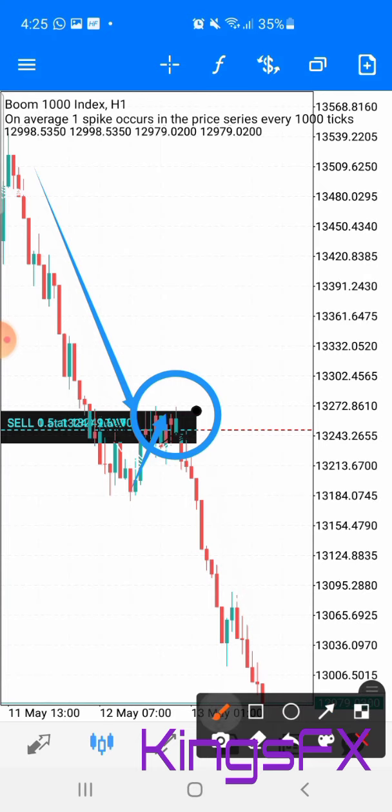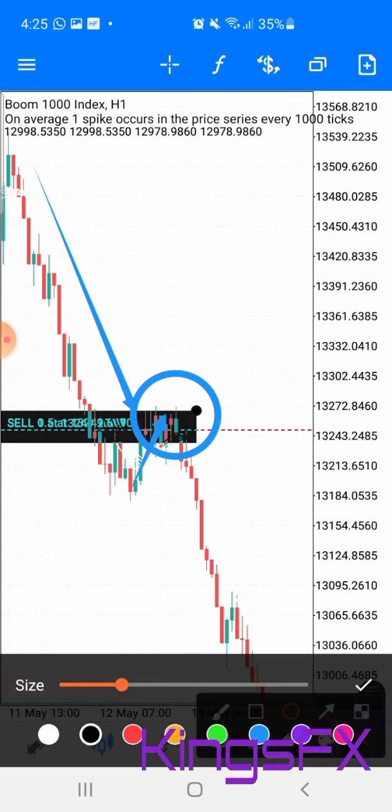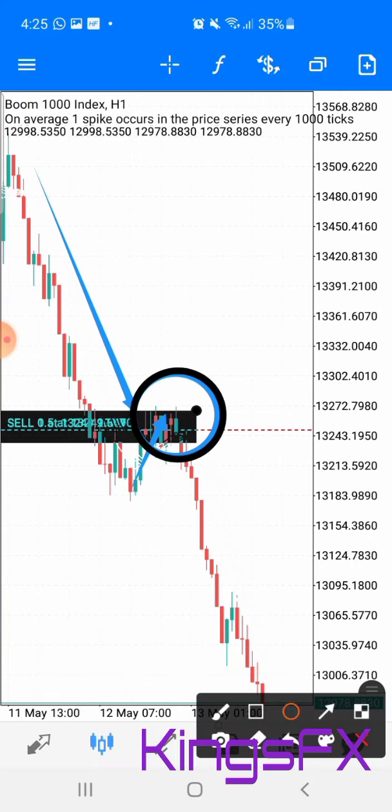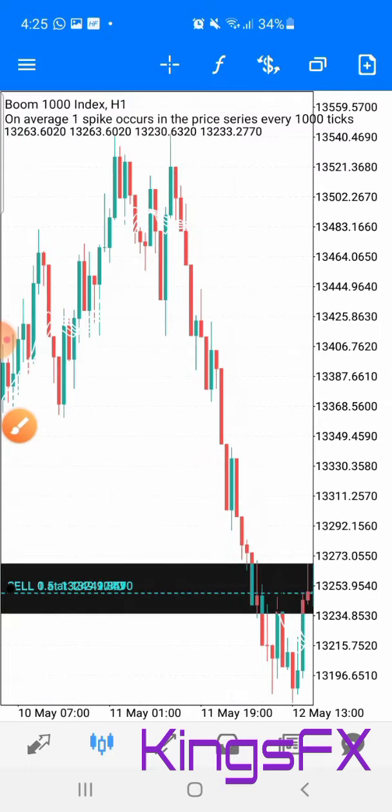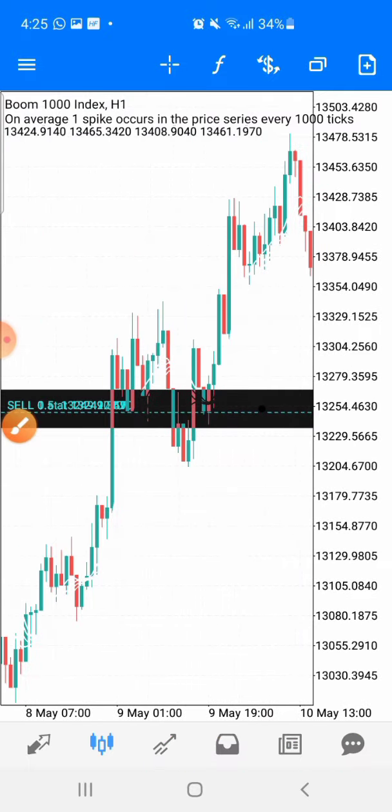Let me use black, so that you'll be able to know the difference. Our black circle there is the swing point, the swing high. When you discover a swing high, just mark out that line, either with a horizontal line or a rectangle like this one. Once you mark out the line, you drag it back and check if that same line is serving as support or resistance.